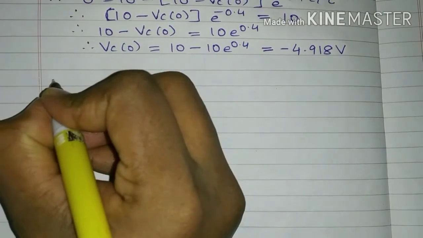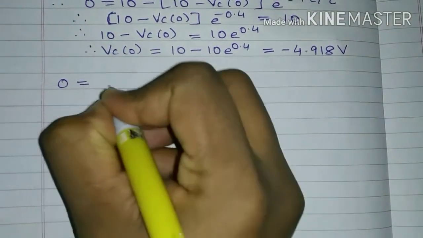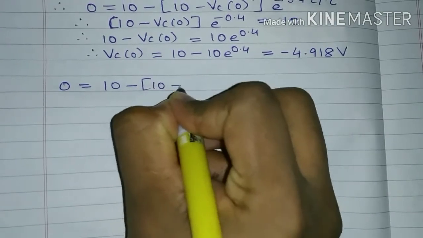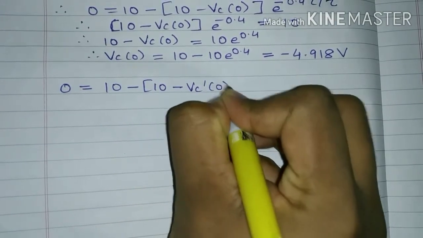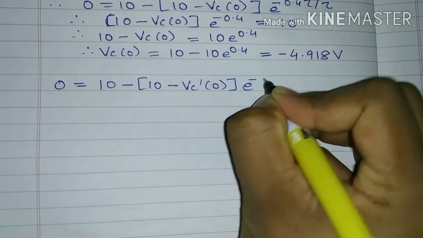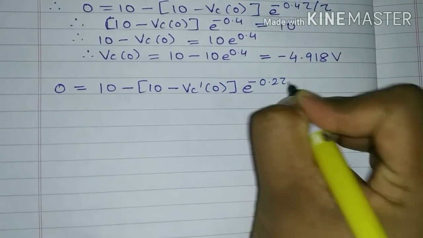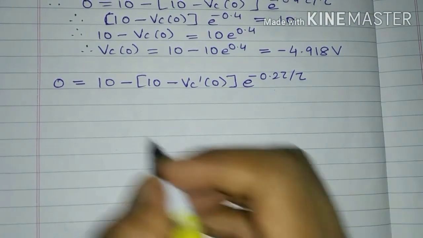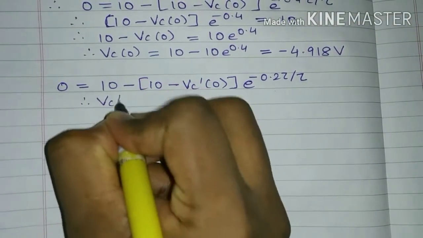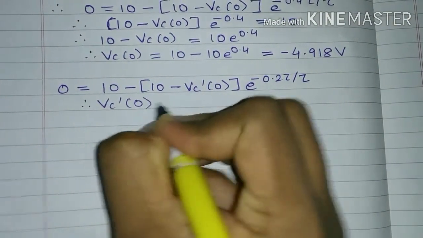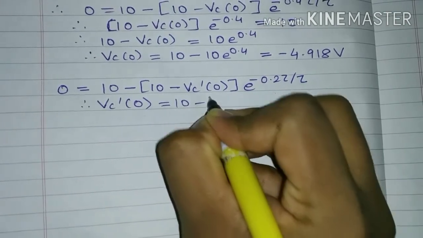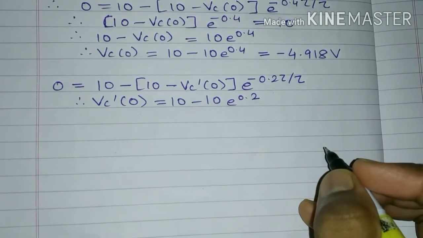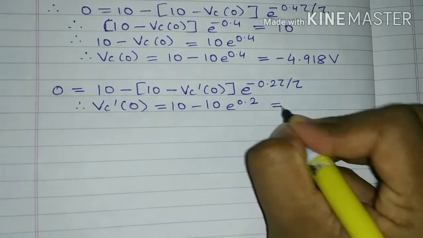Now again Vc of t is 0, but this time the initial capacitor voltage will be Vc dash of 0. Therefore 0 is equal to 10 minus (10 minus Vc dash of 0) e raised to minus 0.2 tau divided by tau. Thus we will get the value of Vc dash of 0, which is equal to 10 minus 10 into e raised to 0.2, which turns out to be minus 2.214 volts.